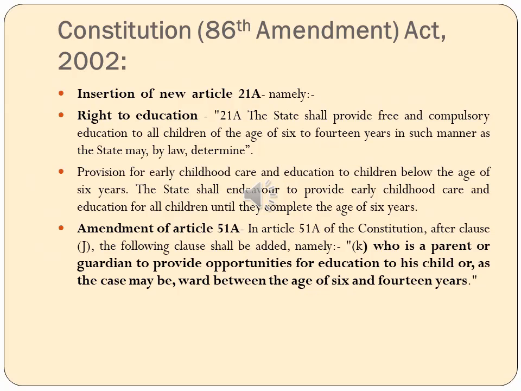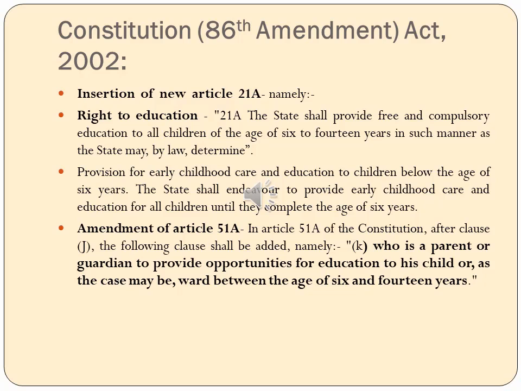The next Amendment Act is the 86th Amendment Act that was done in the year 2002. This act may be called the Constitution's 86th Amendment Act of 2002. So, insertion of Article 21A after 21 of the Constitution. What does 21A tell? 21A is with respect to right to education.